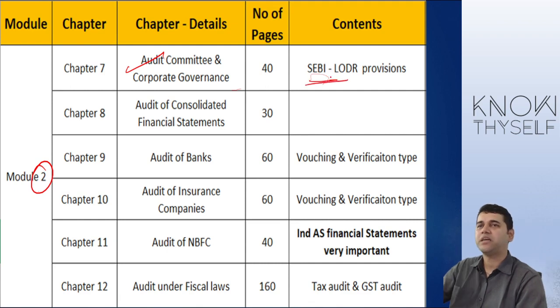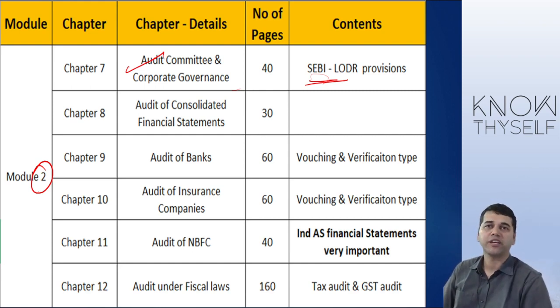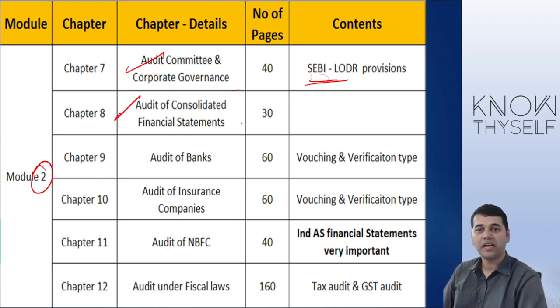Something you have got, the SEBI chapter in law, some connection is there. But if you see, there is more in audit rather than that chapter. Your audit committee, number of members for audit committee, meeting of the audit committee and all. You have got audit of consolidated financial statements, the Ind AS 110 flavor you are going to get. Investment entities, exemption for investment entities, how to do the consolidation.